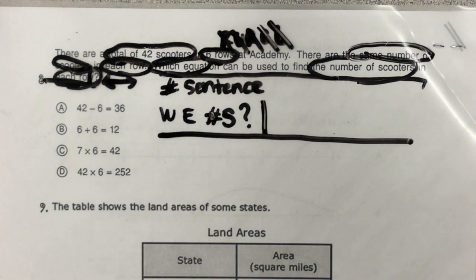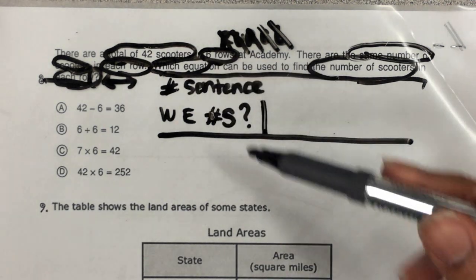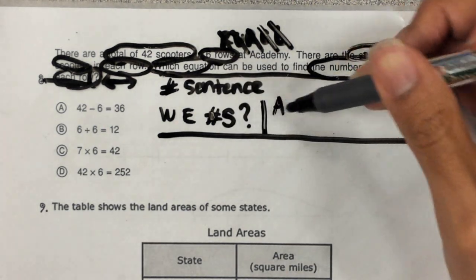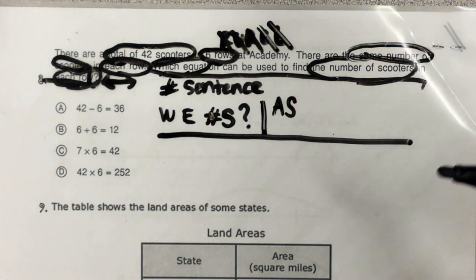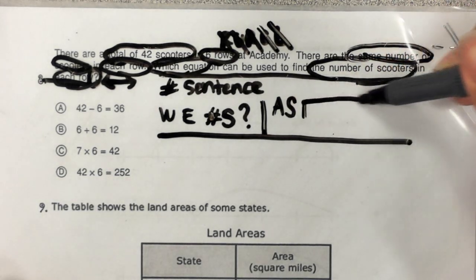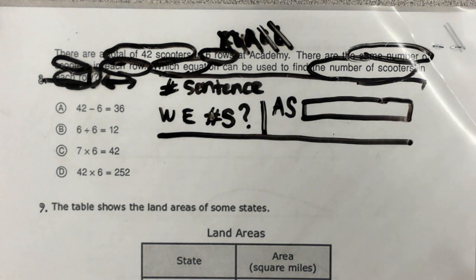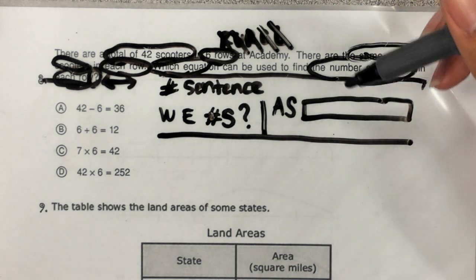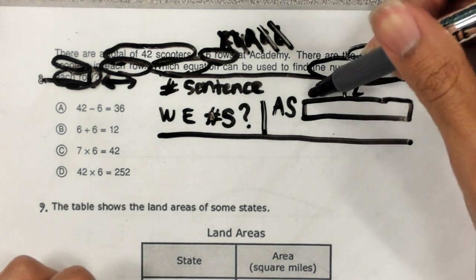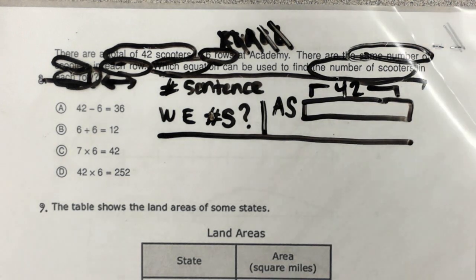Well, we can start out by asking who the problem is about. I know that the scooters are at Academy and that Academy is selling their scooters. I can make my bar. I know that there are a total of 42 scooters and the total number goes at the top. So I'm going to make my 42 go here at the top. All of these are my scooters.